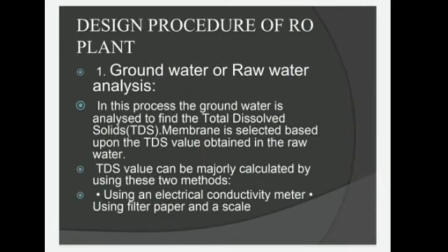Design procedure of RO. 1. Groundwater or raw water analysis. In this process, the groundwater is analyzed to find the total dissolved solids (TDS). The membrane is selected based upon the TDS value obtained in the raw water.